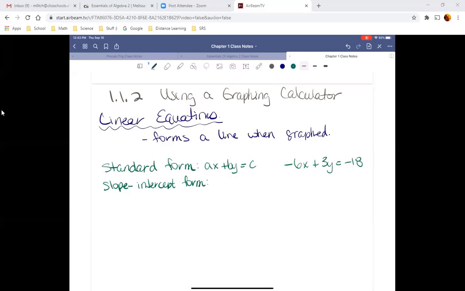Do you guys remember slope-intercept form? Y equals mx plus b, right? And on this one, m is the slope, b is the y-intercept. So an example of this one would be like y equals 2x minus 6. Right. So let's look at graphing these guys.